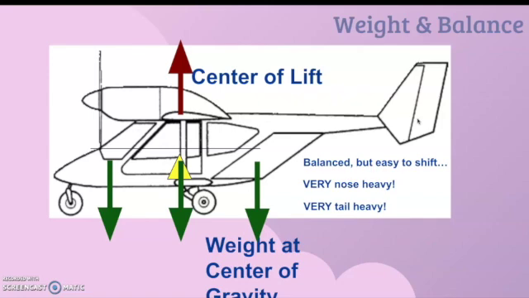So weight and balance is super important with a glider, as it is with any aircraft. If we look at what we're seeing here, which is an example of a glider, you can see that the center of lift is right here. And then we have weight at the center of gravity, but we also have weight forward of that and back of that. This is balanced, but it's really easy to shift because it's very nose heavy and very tail heavy.